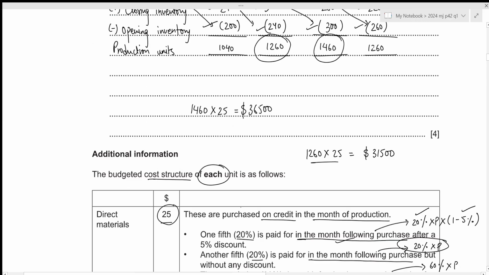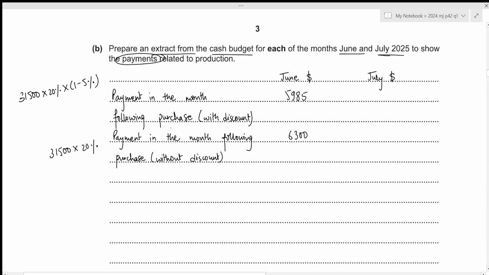Now let us make our calculations for the payments. For the discount part, that will be 36,500 times 20% times 1 minus 5%, which results in the value of 6,935. Now for the without discount part, that will be 36,500 times 20%, which results in the value of 7,300.